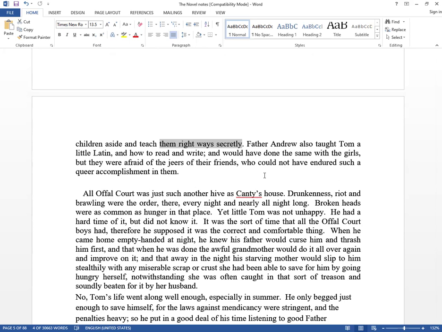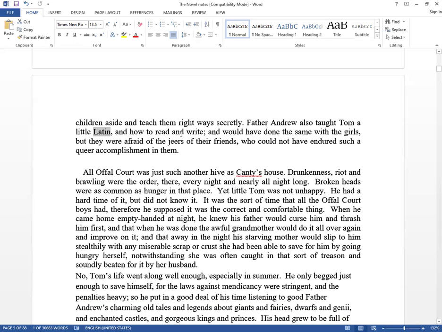Therefore, Father Andrew teaches Tom some Latin. Latin is a language, the second language of England during that time. He teaches Tom how to read Latin texts, and how to read and write both Latin and English. He would have done the same with the girls.